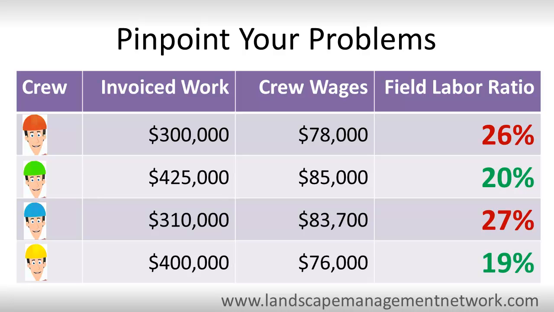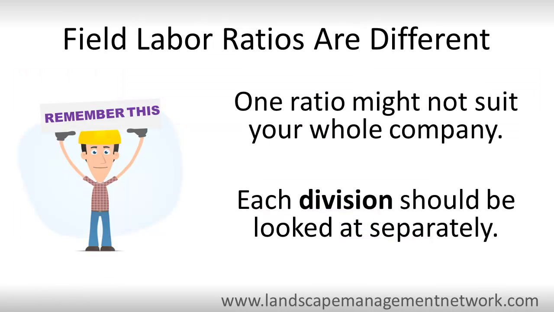Just remember that different divisions in your company will have different ratios. A company ratio might not work for all types of crews. For example, Dan's 22% goal might be perfectly acceptable for a foreman of Dan's construction crew, but it might be too much to expect from a maintenance crew.